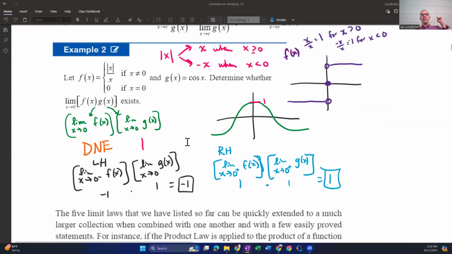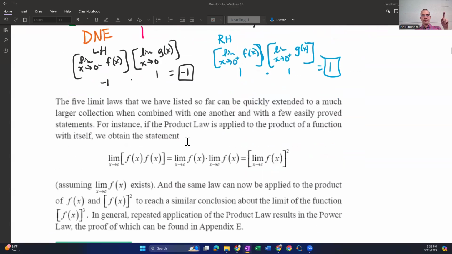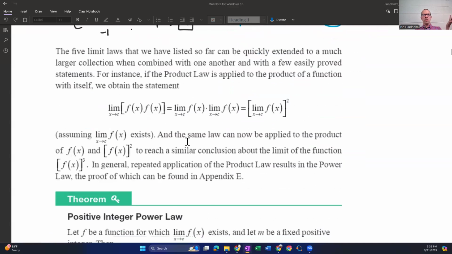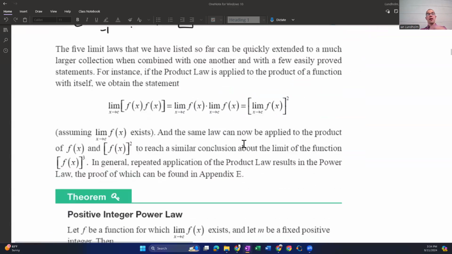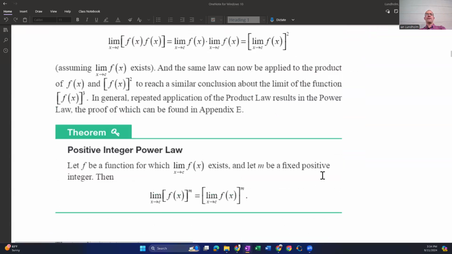Okay, moving on. Cool limit laws. Here they're showing that if you use the product law, you can come up with a positive integer power law if you just apply the product law with the function to itself. So that's another limit law that can be proven from the product law.